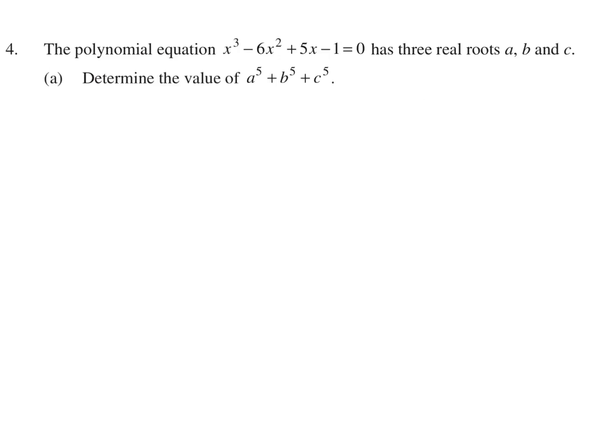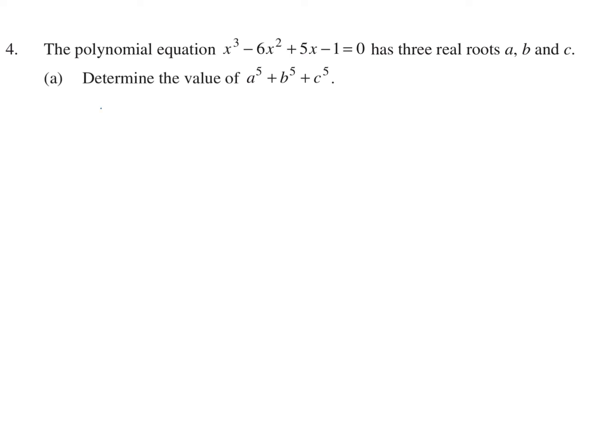The polynomial equation x to the power of 3 minus 6x squared plus 5x minus 1 equals 0 has three real roots, a, b, and c. Determine the value of a to the power of 5 plus b to the power of 5 plus c to the power of 5.